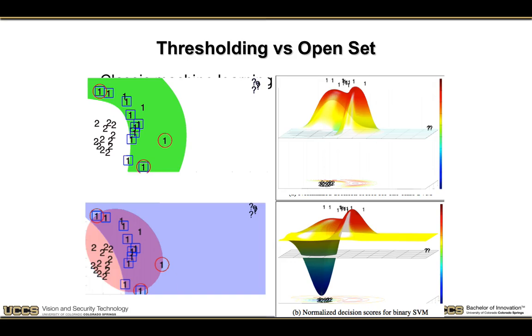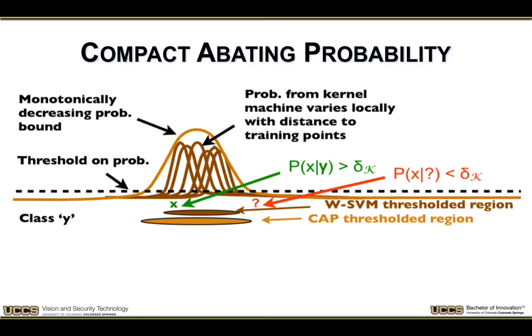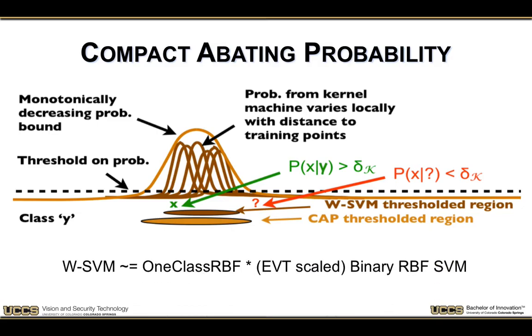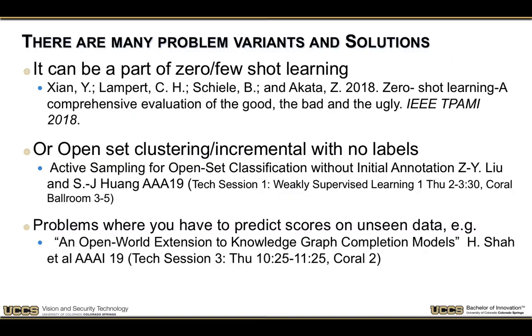The new kinds of algorithms we worked out have things that always have bounded regions. They're always compact in space, and that allows them to limit how much they label when they shouldn't. We actually call that the compact abating probabilities, and although I conjecture, I haven't been able to prove that all things that are provably open set have this property, it's a pretty good basic idea. If you can bound your function by something that is going down to 0 in one lump, then you can always threshold and find some place where it will work. You can even take existing functions and make them behave that way. So our WSVM is really a one-class SVM multiplied by some EVT-scaled version of a binary SVM. So the one-class makes it behave.